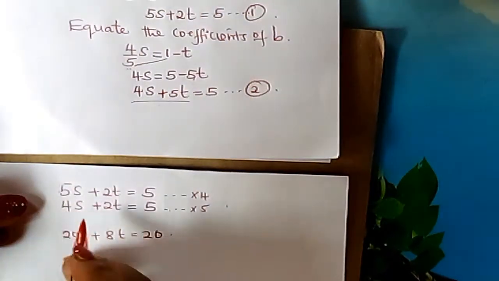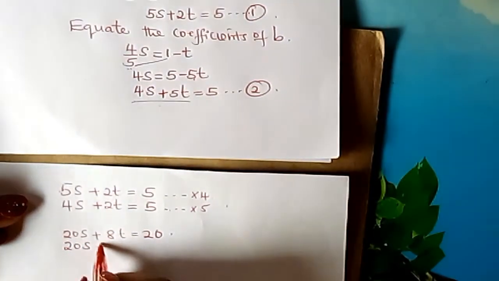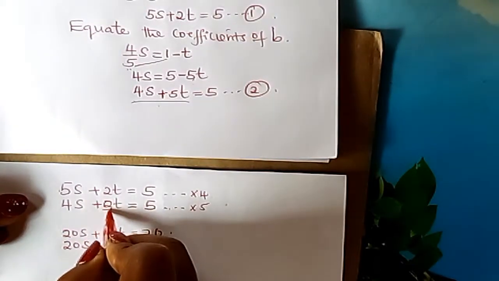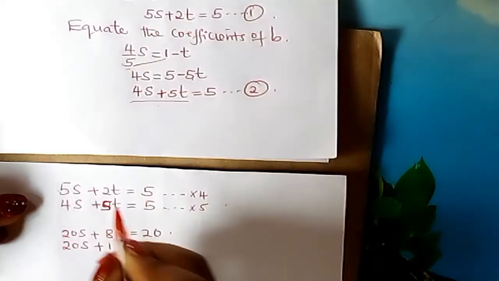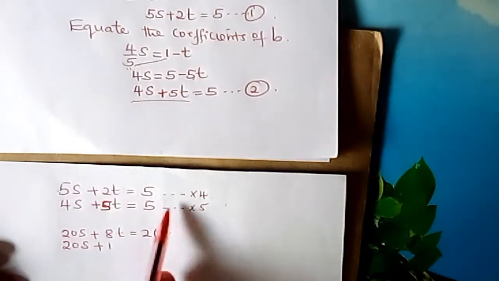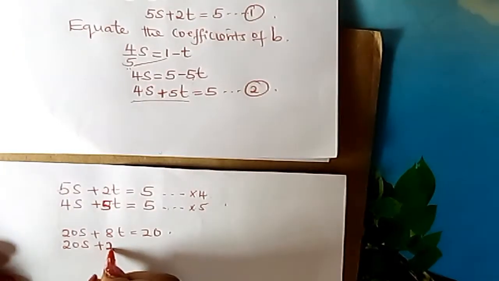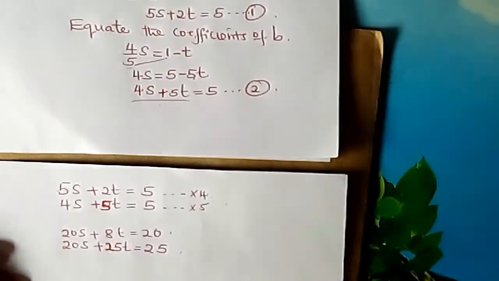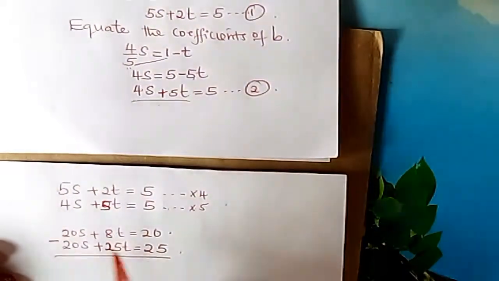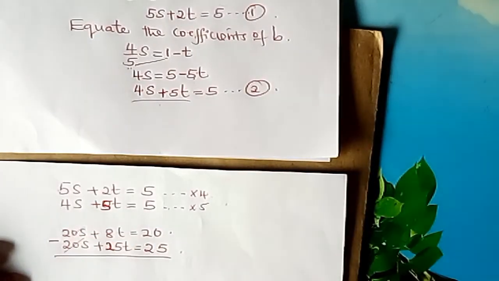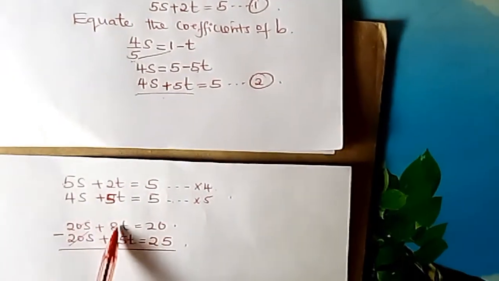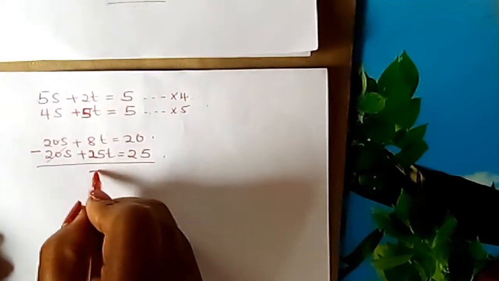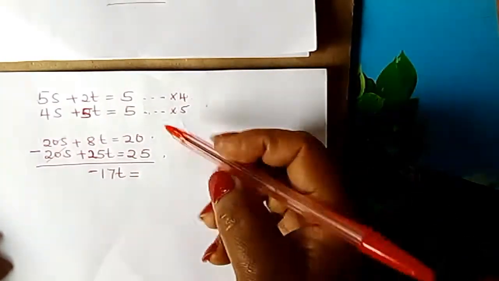And the other one you get 20s, Lana, plus what? Plus these. Sorry, this is 5. Let me write it there. This is 5, so this is 25, 25t equals 25. Good. So from there, Lana, you subtract to eliminate the 20s. If you subtract, you get 0. Then subtract 8t minus 25t, which gives you minus 17t equals what?